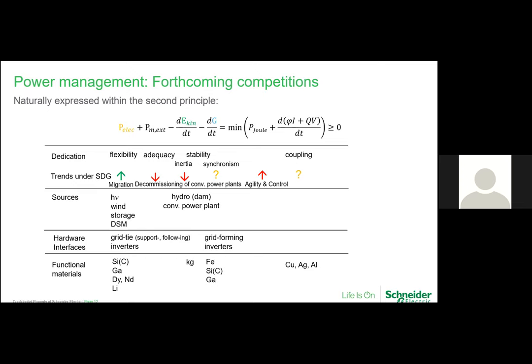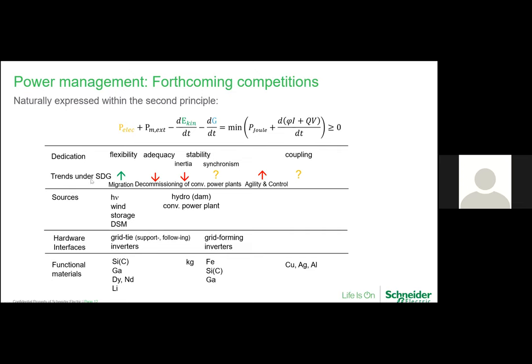Okay, so what is the trend? I restore the second principle of thermodynamics, and I give a value to each term here. So the yellow term here is given for flexibility, because it involves the solar, as previously introduced, but also the wind, the storage, and the demand side management. We have here the mechanical power, the classical mechanical power of the conventional generation. And here we have our two energy constants of motion.